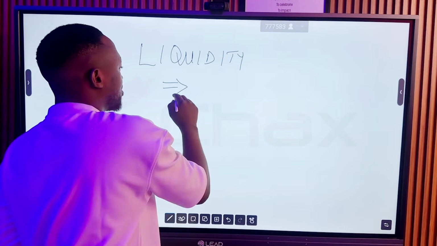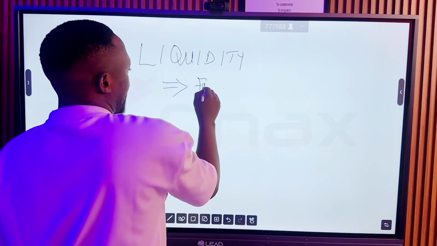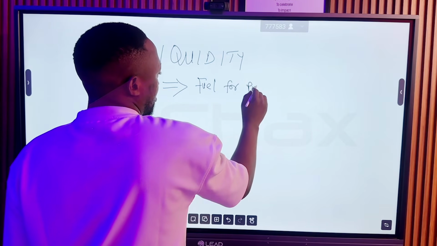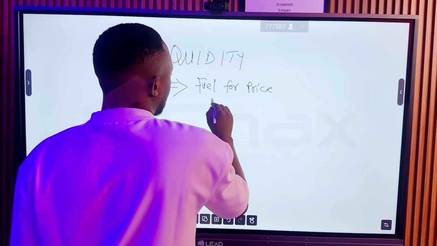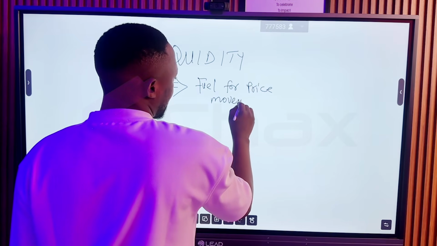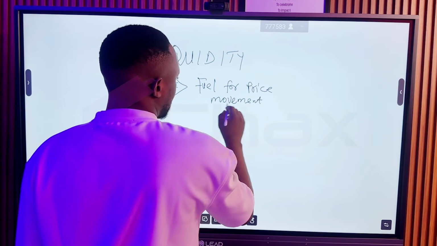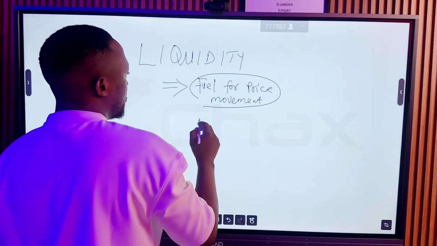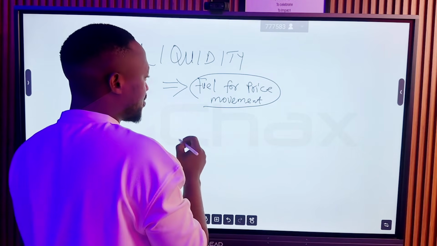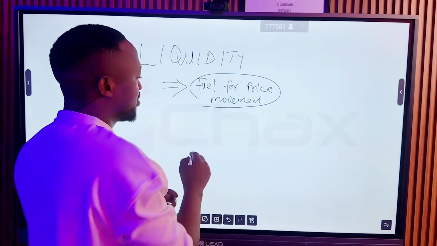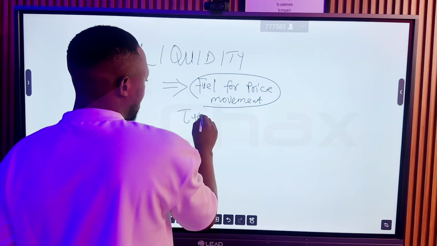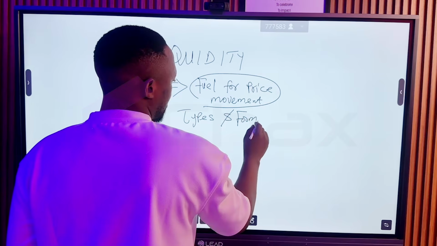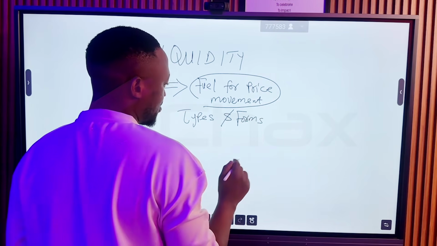So today we're going to talk about liquidity, which is the fuel for price movement, right? Liquidity is the fuel for price movement. That's the number one thing you need to know. So in today's class, like I said, we just want to see the application of liquidity itself. We're going to look at the different types and forms of liquidity.